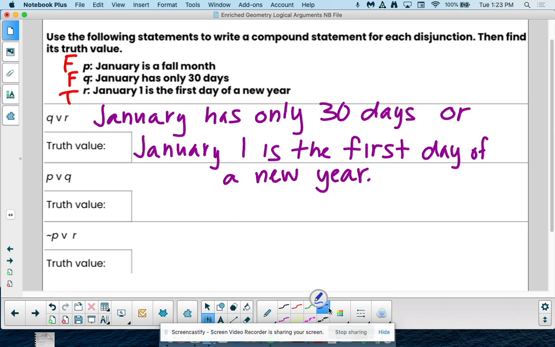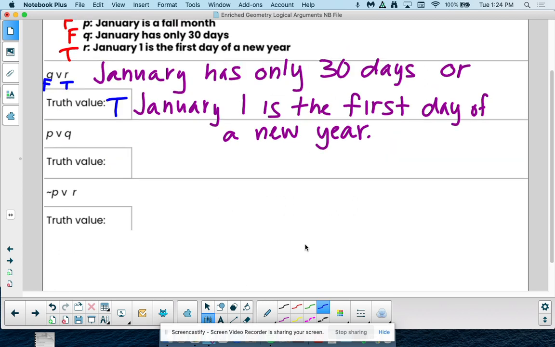Whew, that's a long one. Okay, let's write out what our truth values were. What was Q? False. What was R? True. For an or, how many need to be true for the whole thing to be true? So then our truth value is true. Okay, do you guys want to do the middle one or the last one? Okay, let's do the last one and we'll skip the middle one. Try the last one, okay? And then we'll compare.